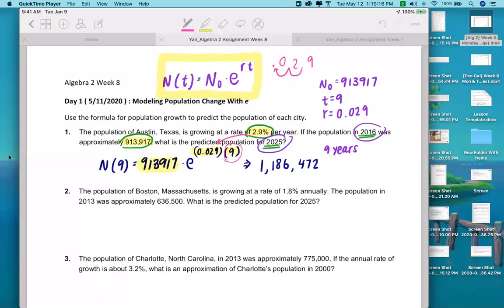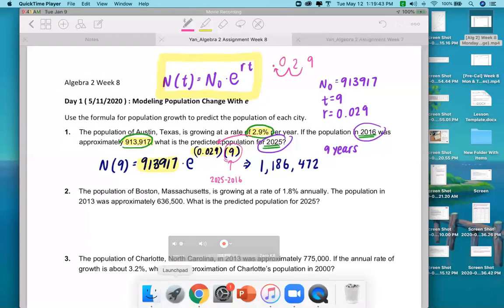And then this 9 here, it doesn't say anywhere in my question that there is a 9, but think about it. If we're starting from 2016 to 2025, I shouldn't put 2025 up here. I have to find out how many years it has been starting from 2016 to get to 2025, which is 9 years. Again, that's 2025 minus 2016. And then you can put all that in your calculator.